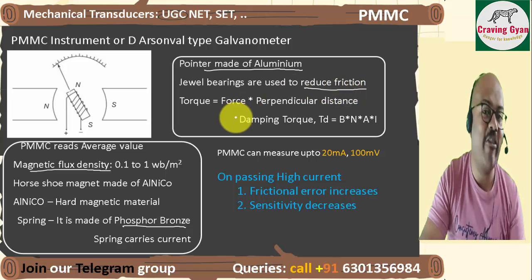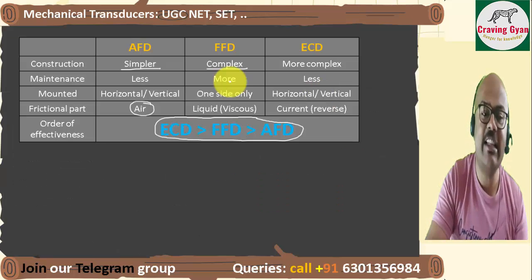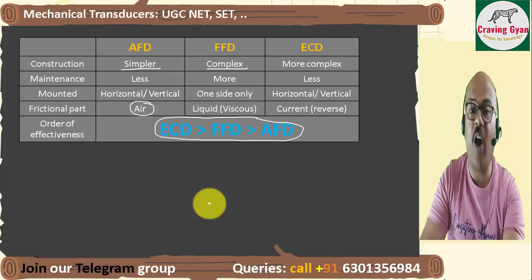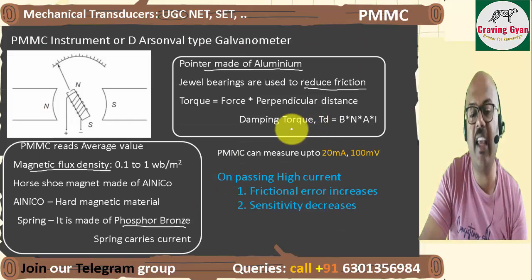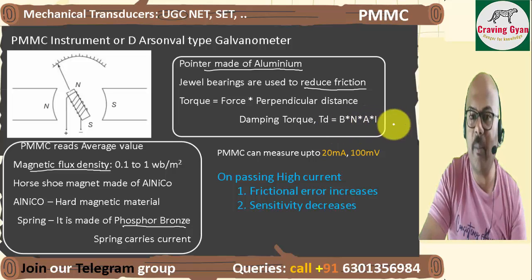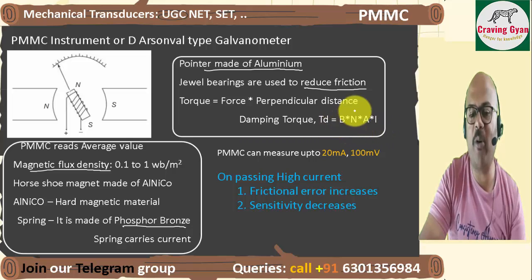And how do we define the torque? Torque is defined as force into perpendicular distance. I have discussed that in the case of PMMC, you will have a linear scale. How do you get a linear scale? The deflecting torque TD is proportional to BNAI, that is proportional to the current, which is a linear scale. TD is proportional to I.